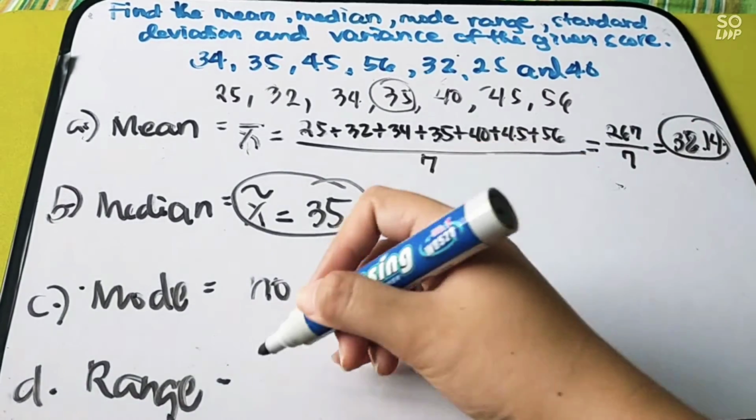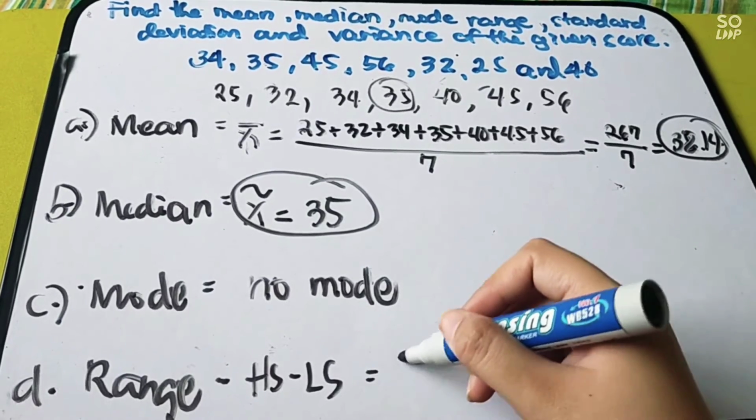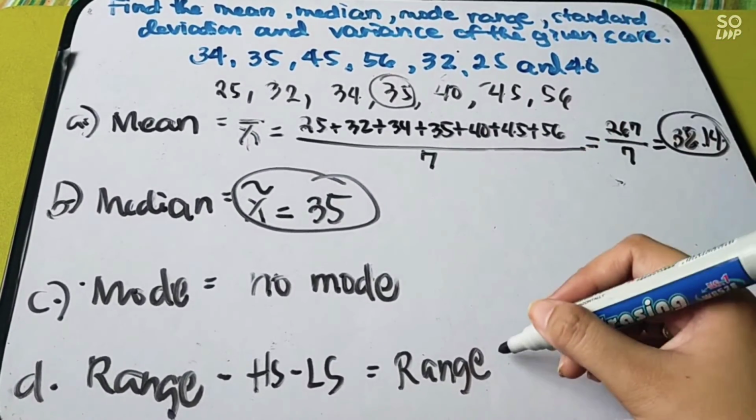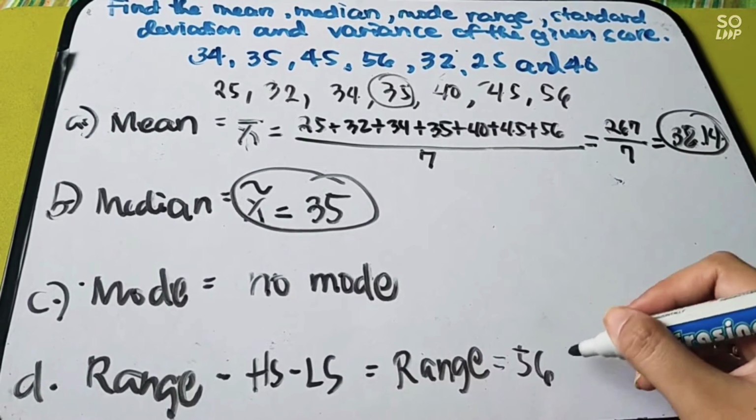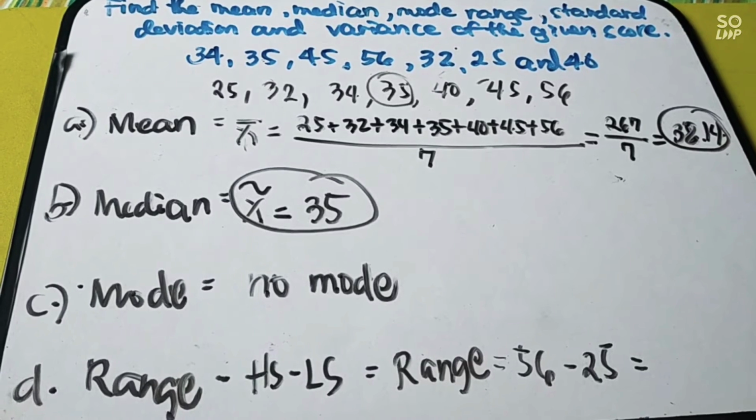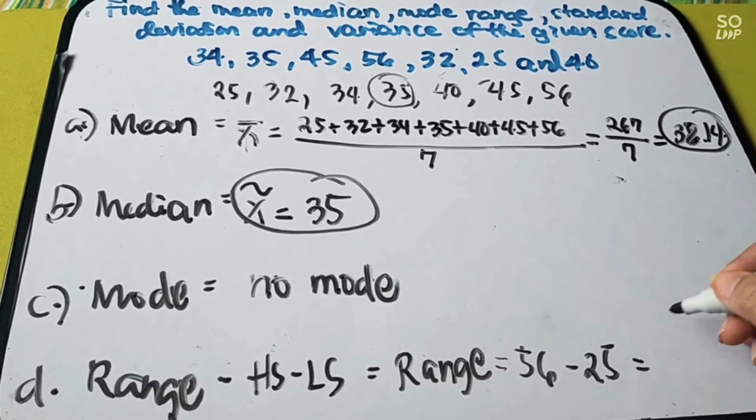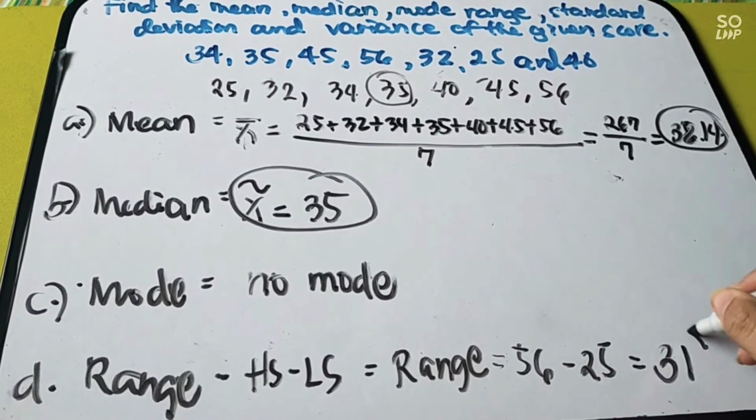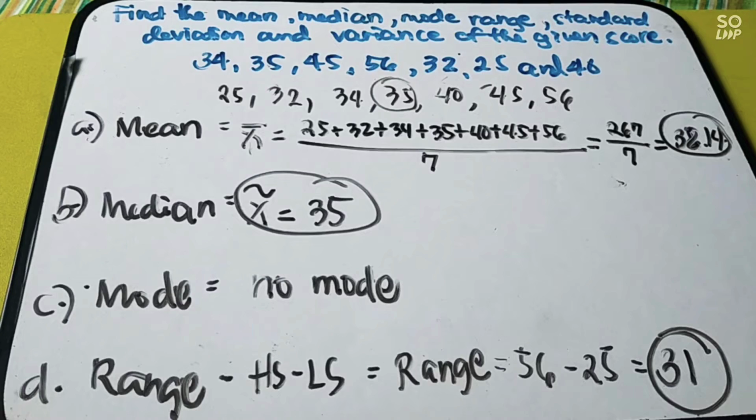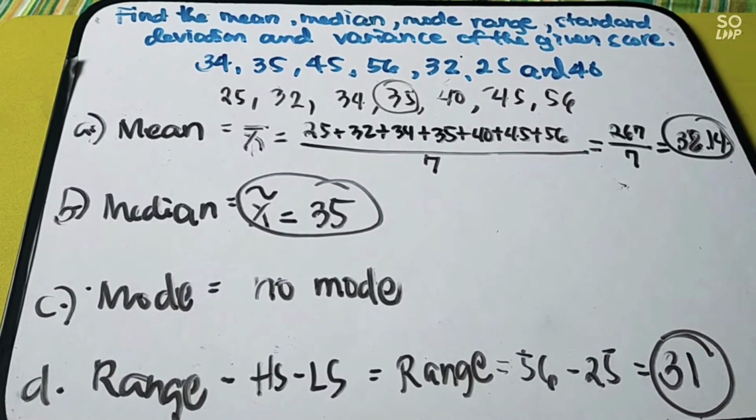When you say range, we have the highest score minus the lowest score. So, your range here is equal to, what's the highest score? We have here 56 minus 25. Let us compute. 56 minus 25, the answer is 31. So, this is now your range. Clear? Now, let's move with the standard deviation and variance.